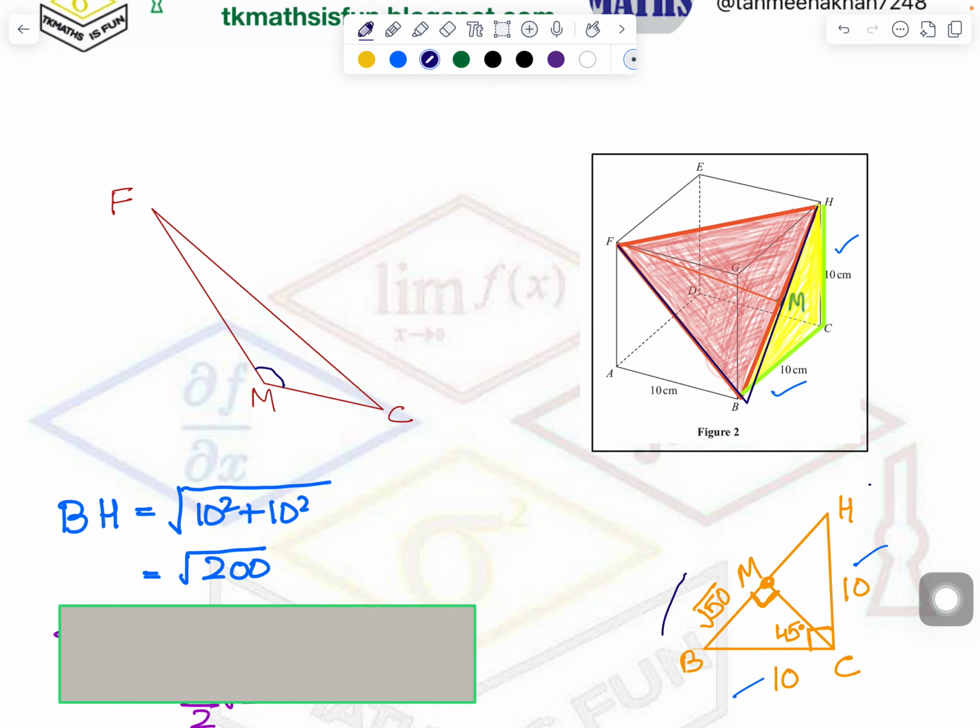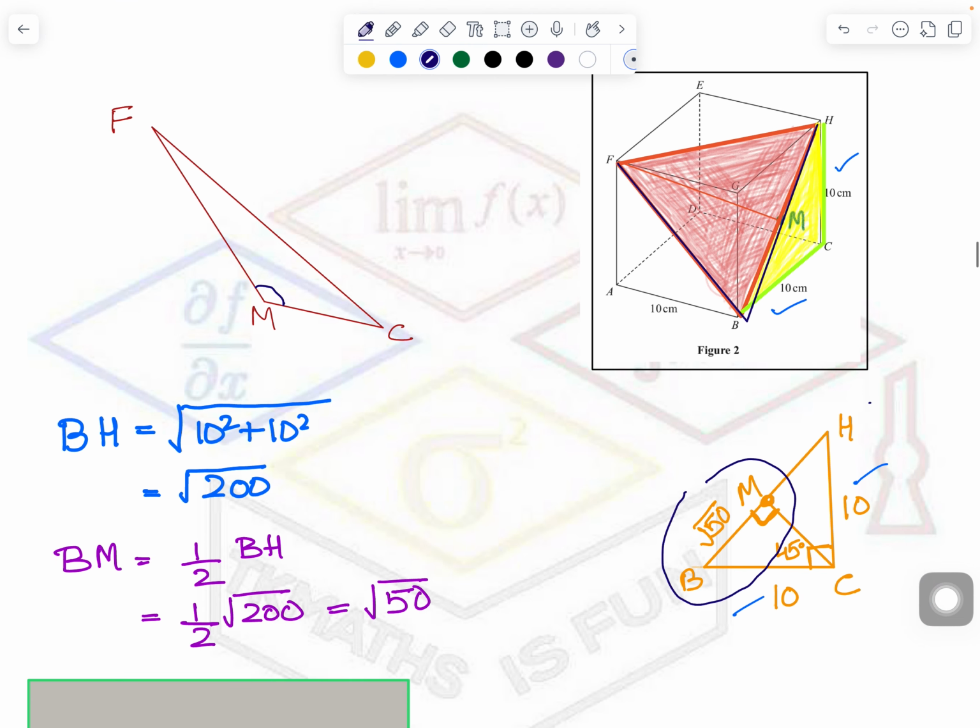And now BM is half of BH because M is the midpoint. So BM is equal to half of BH, simple, and that will give me root 50. That is the reason I have written here BM is root 50. But what I'm trying to do here, I have to find out CM, right? Because that is required in this triangle to solve for theta, where the planes are meeting.